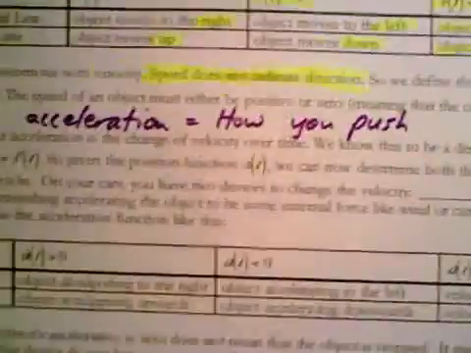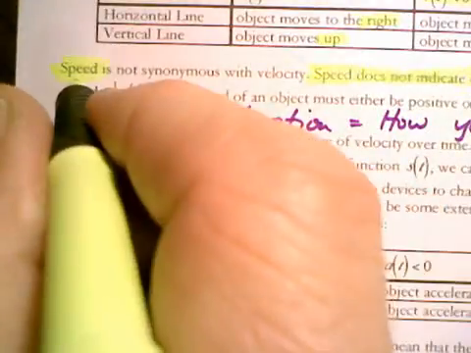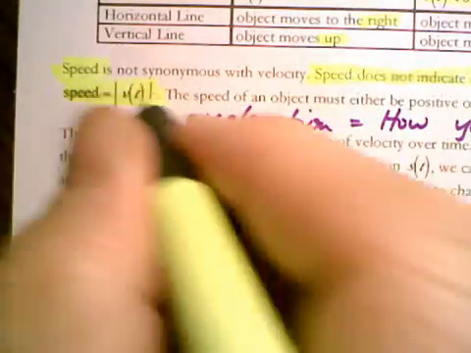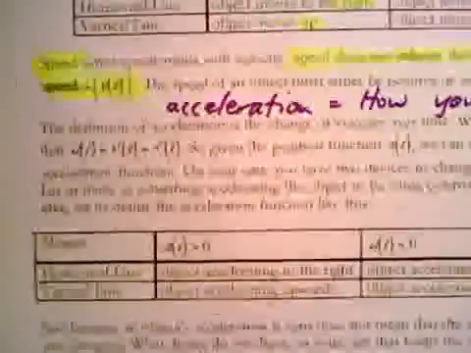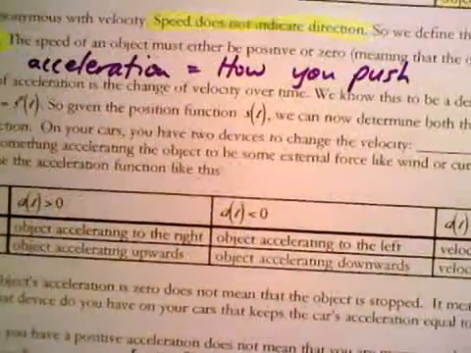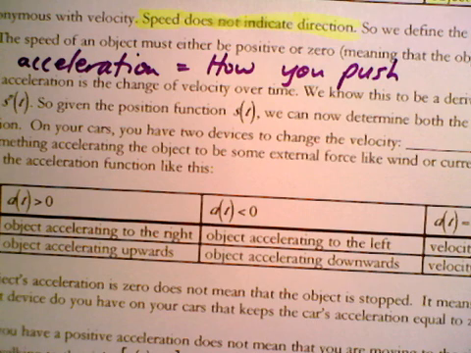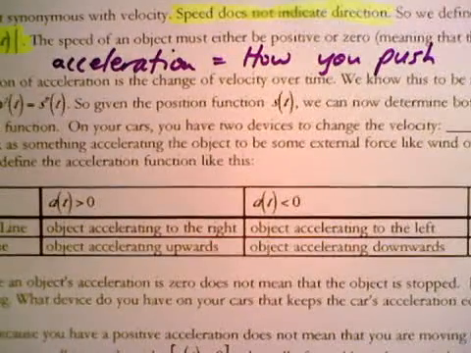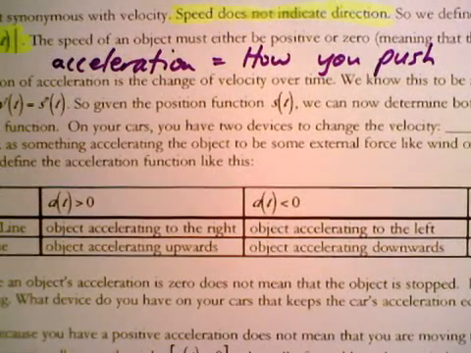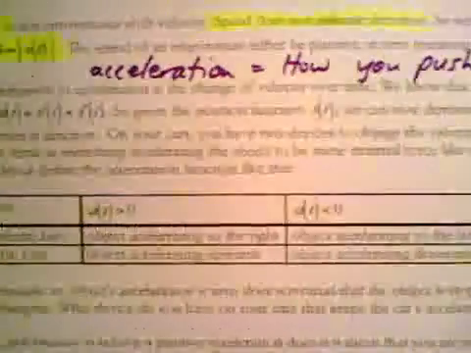And so we define the speed function as the absolute value of the velocity. So in other words, speed is always going to be positive. Okay, and the speed of an object must either be positive or 0. So yeah, if the velocity is 0, the speed will be 0, but the speed of an object can never be negative. Okay, and then the acceleration is the rate of change of the velocity.